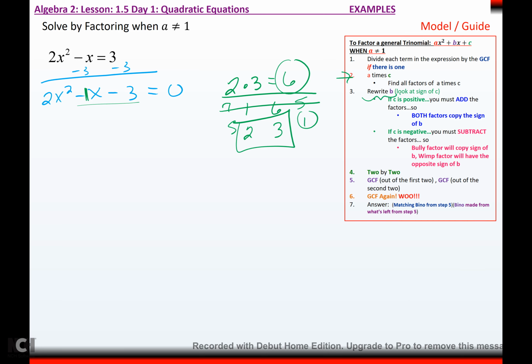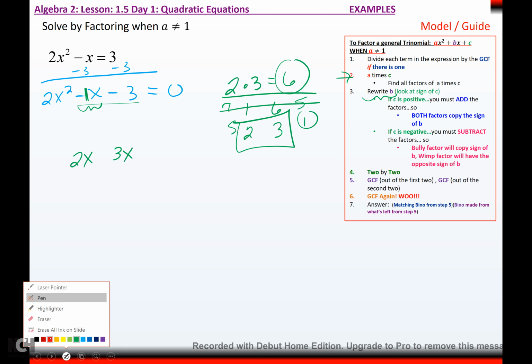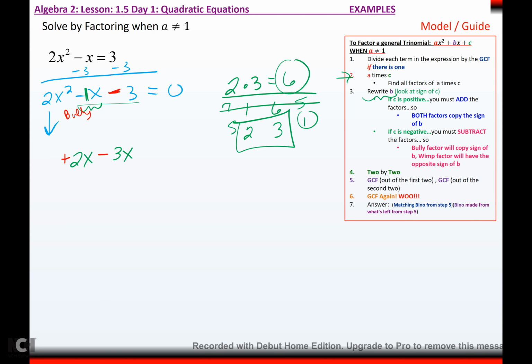Rewrite b. So what that means is I'm going to rewrite negative 1x with a 2x and a 3x somehow. Again, my signs depend on c. Since c is negative, then only the bully is going to get the middle. So bully 3 is going to be the minus and 2 is going to be the plus. Okay? You bring down the first term and the last term. So I have 2x squared minus 3 equals 0.